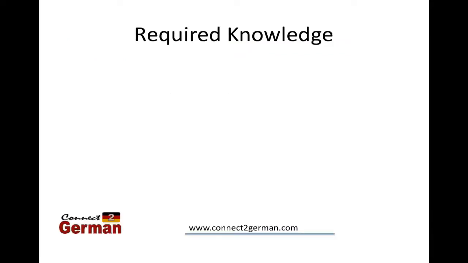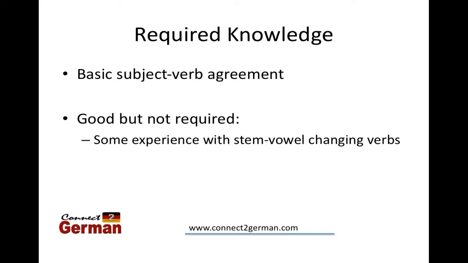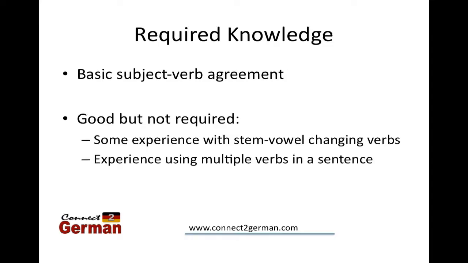Things you're going to want to know before starting this video: have a basic idea of how subject-verb agreement works. And also good to know, but not absolutely required, have some experience with stem vowel changing verbs. It'll help a lot when we talk about conjugations towards the end. Also, another good idea, experience using multiple verbs in a sentence, as we're going to show, we use werden with another action verb.